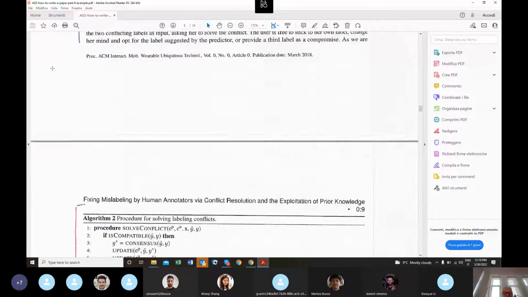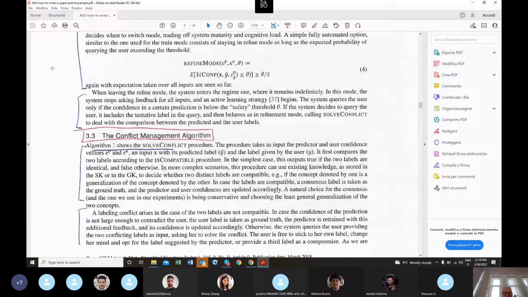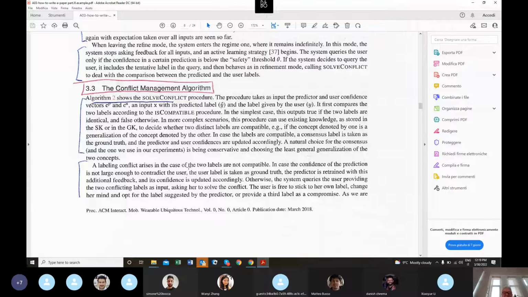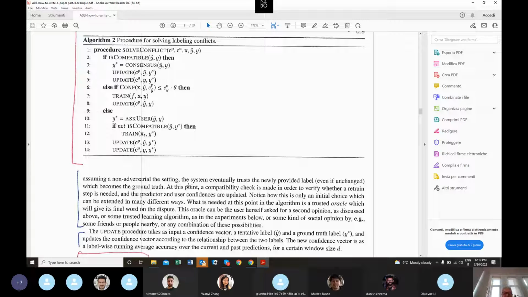The conflict manager algorithm, again, we are just using the algorithm. If you read this, you see 3.3, algorithm number 2. If you read the first line, algorithm 2 shows a solve conflict procedure. We introduce it. And then we have, like, a labeling conflict arises, and then we use the technique. To do this, we explain the labeling conflict. Most likely there is a labeling conflict. You see a section in line number 6.